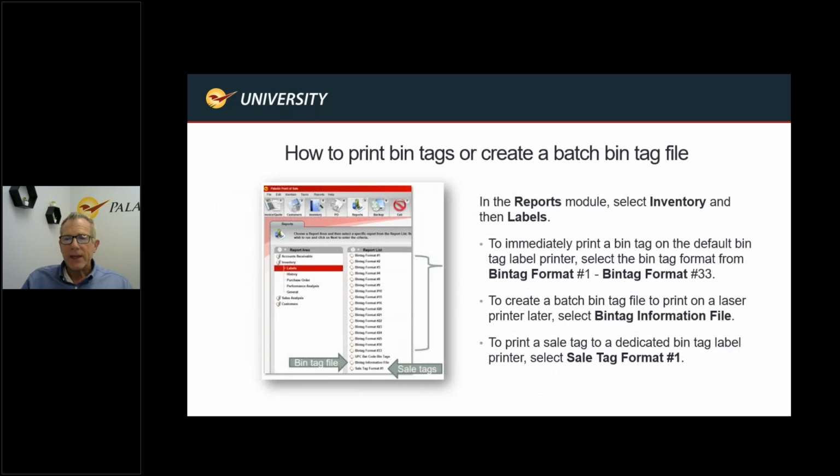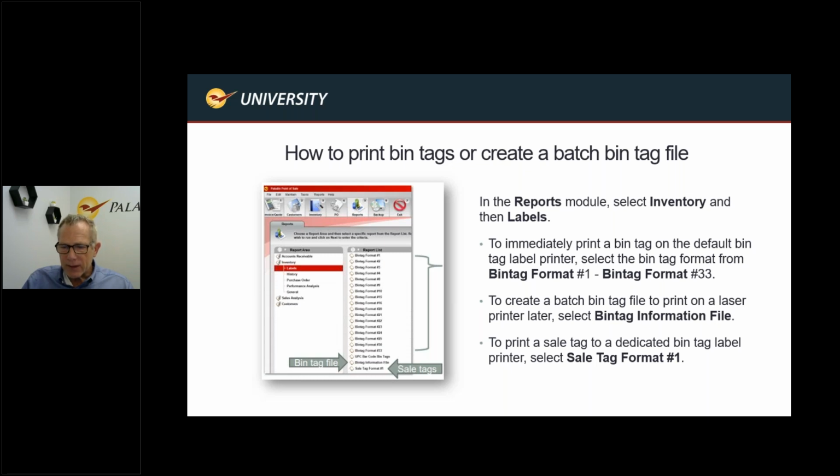So in general, how do you print bin tags? How do you create bin tags or a bin tag file to print later? It's really simple. You go into Reports, Inventory, and click Labels. That brings you to a long list of reports that you can generate. From the top down, almost all the way, it says different bin tag numbers, bin tag format 1, 2, 3, and so on, the last one being 33. Those are different styles, and again, you can see the different styles in the LTSR catalog.